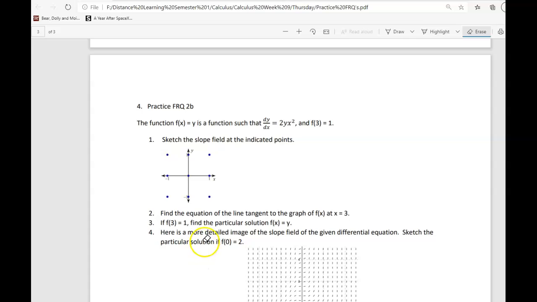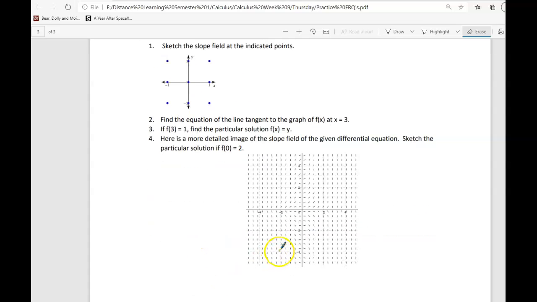As I said, number 4 is pretty quick and easy. We want to sketch the particular solution at 0, 2. So I'm going to put a point at 0, 2. And if I were to try to sketch the particular solution at that point, following those curves there, we would end up with something that looks like this. And that's another pretty quick and easy one-pointer.